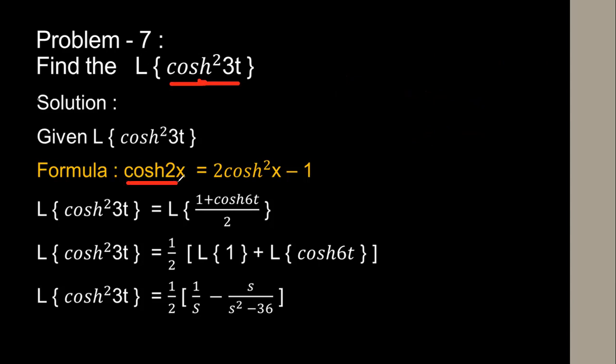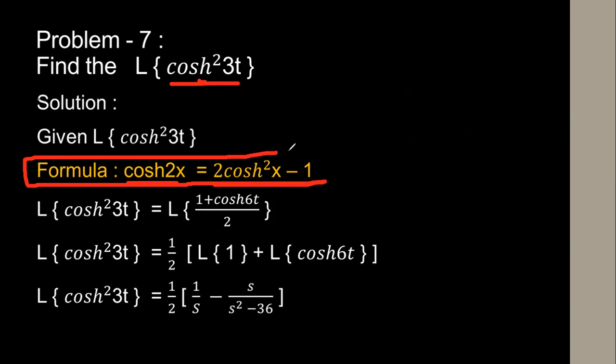Cos h 2x formula is given as 2 cos h square x minus 1. This is the formula. So for hyperbolic functions, you have to remember this formula. So from this function, what will you get finally? To simplify this, we need cos h square x is equal to.